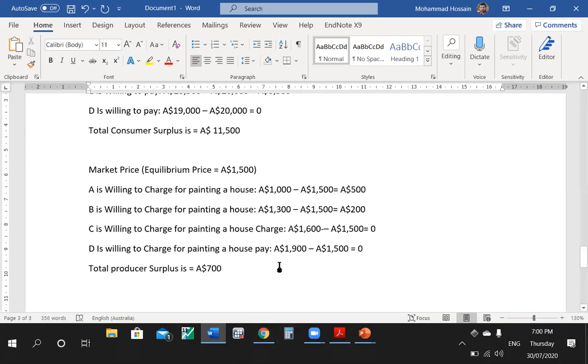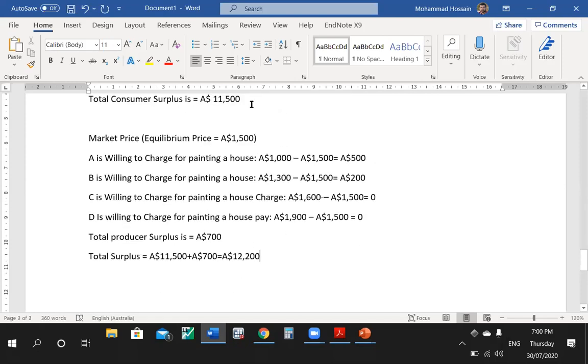Now, if I ask you, what is the total surplus? Total surplus will be equal to $11,500 plus $700, which is equal to Australian dollars 12,200. That's the total surplus. That is the consumer surplus and producer surplus here.